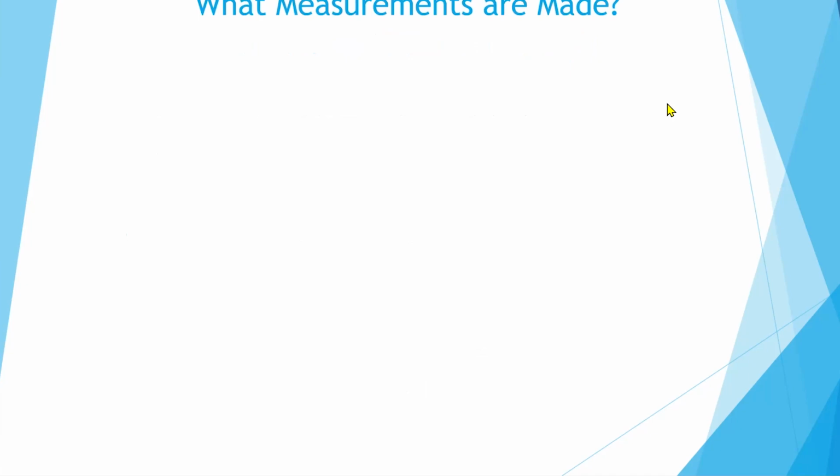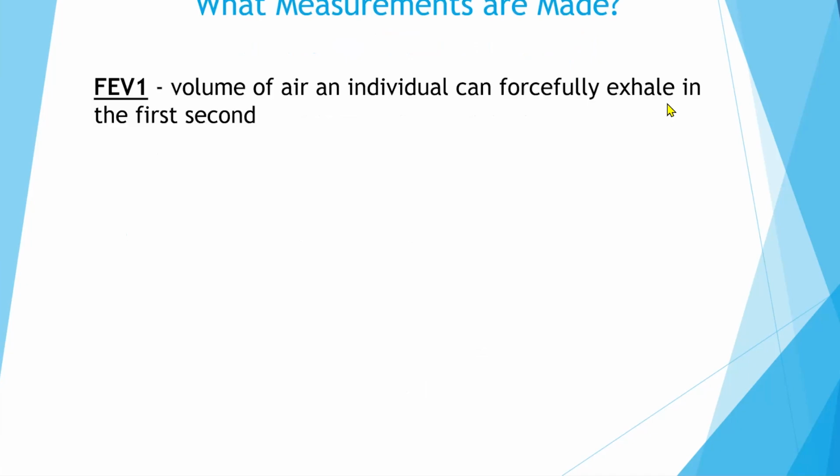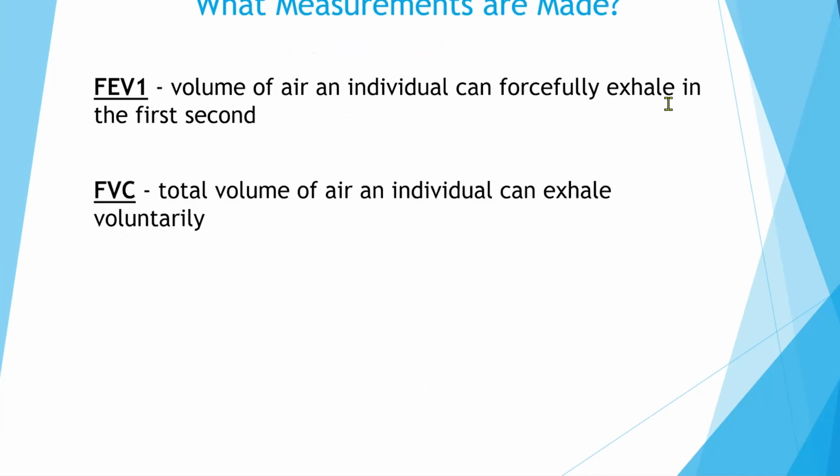Now, what are the most important quantities measured in spirometry testing? First, we have FEV1. FEV itself stands for the forced expiratory volume, with FEV1 referring to the volume of air an individual can forcefully exhale in the first second. Next, we have FVC, which stands for forced vital capacity. This refers to the total volume of air an individual can exhale voluntarily.